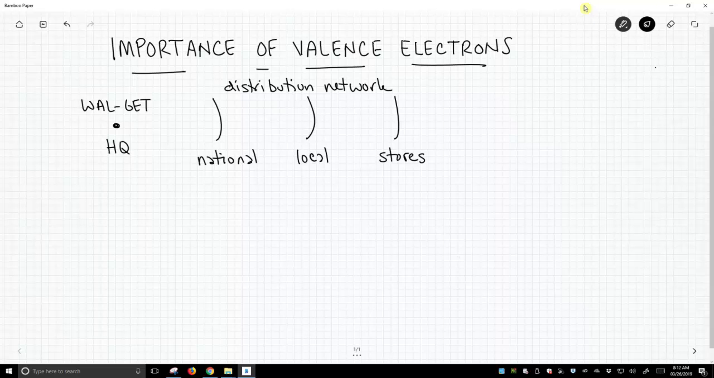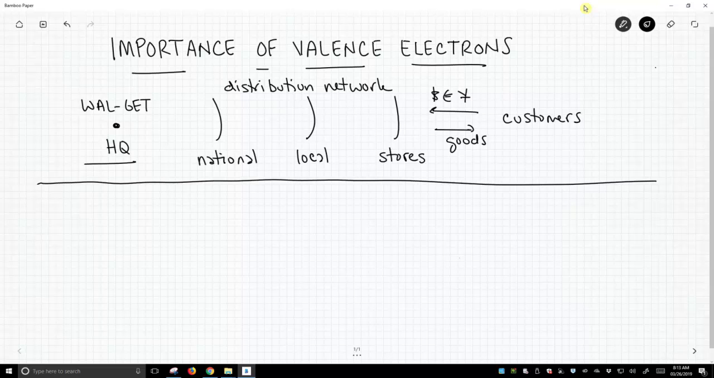What happens at the stores? Well, at the stores, you have customers, and the customers interface with our company, Walgett, at the stores. The customers bring their money, no matter what form it might be, and in return they receive their goods. As it turns out, this is not a completely different picture from what happens in an atom.